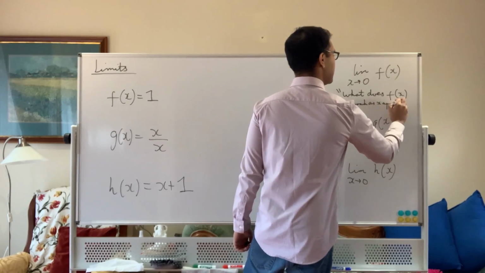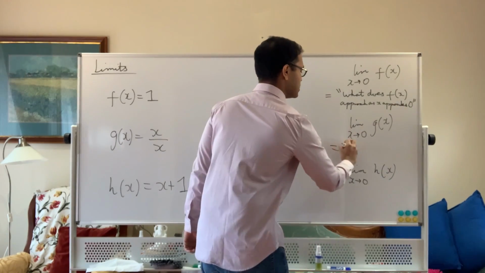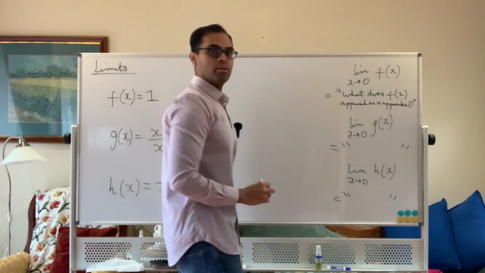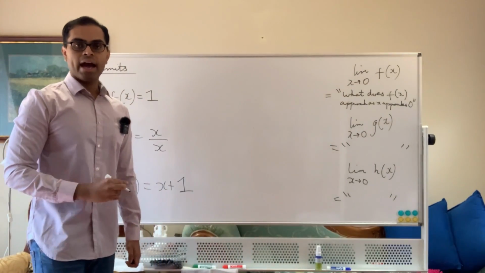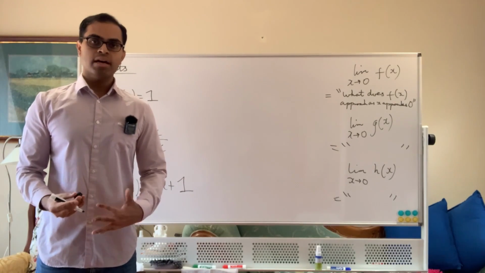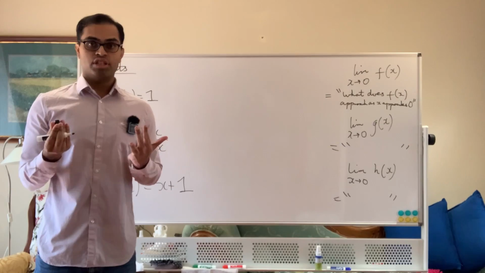And it's going to be the same thing for the other functions. So what does g of x approach as x approaches 0? And what does h of x approach as x approaches 0? Okay, so that's what we're going to try to study. And these examples are illustrative of an important point with limits: initially you think it should just be the value of the function at 0.